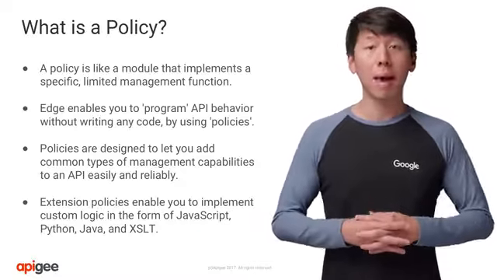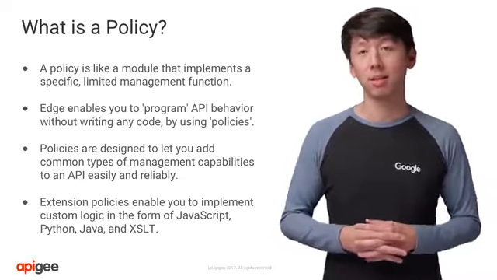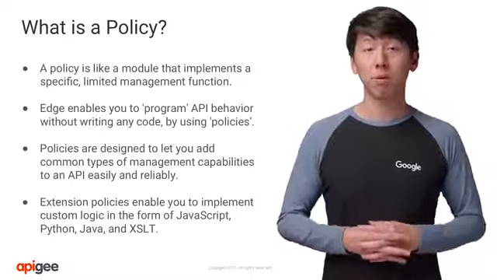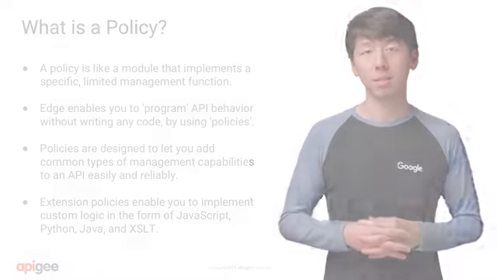Let's say the backend response is in XML and you want the API to return JSON instead. The transformation from XML to JSON will be another policy that you can use in this instance.